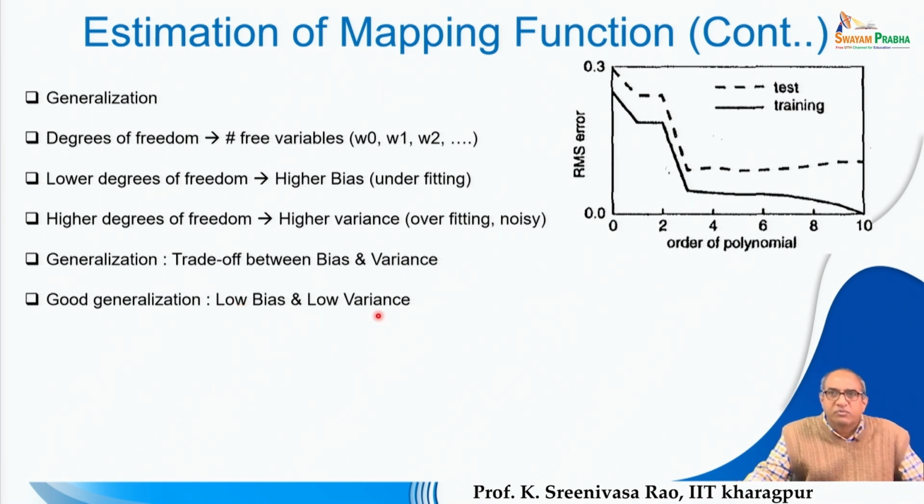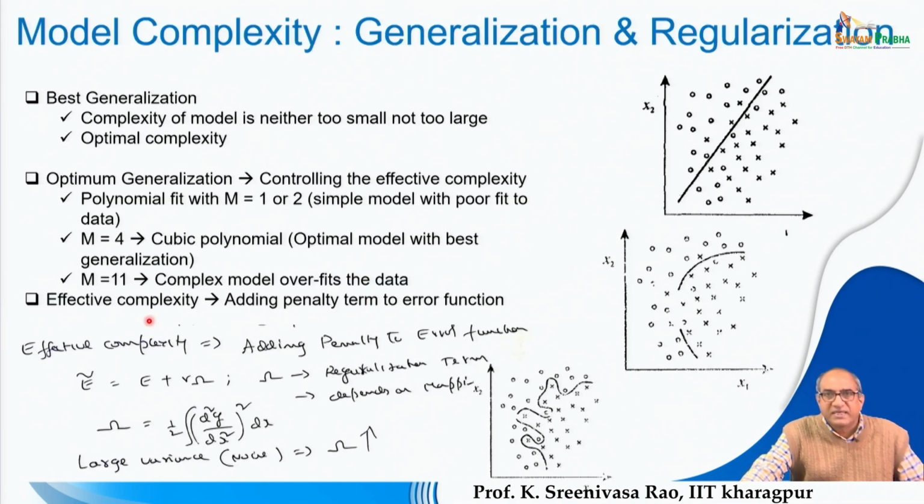It means that when you are trying to model a system, we need to see that the effective model complexity has to be captured by using lower bias and low variance. So, if you see the example here, as I mentioned, the best generalization is, as we have already come across, that the complexity of the model is neither too small nor too large.